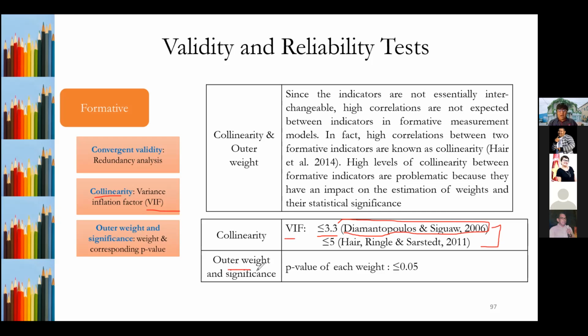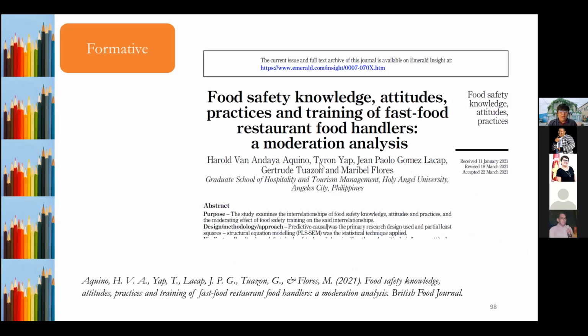And of course, for outer weight and significance, ang requirement is each of the p-value of the outer weight must be significant, meaning the p-value should be 0.05 below. So yon ang tatlong requirement for formative construct. So magbigay tayo ng example.